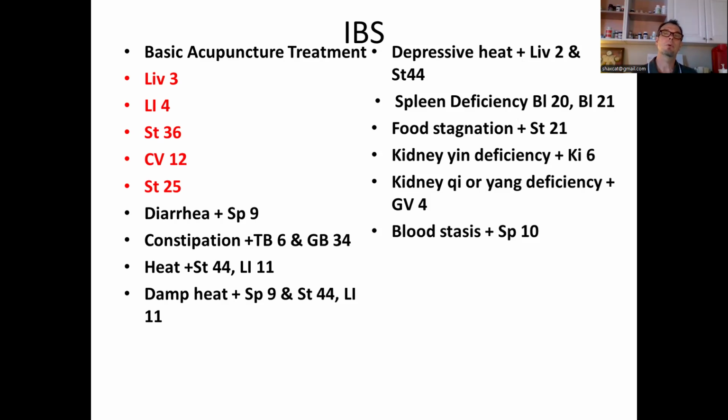So the fire point of the liver, the fire point of the stomach. Spleen deficiency, you're working on that with bladder 20 and bladder 21, the stomach shu, I know, but it helps further strengthen that earth phase. Kidney yin deficiency, if you see that with the IBS, kidney 6. If you've got some yang deficiency, GB4. Blood stasis, spleen 10.